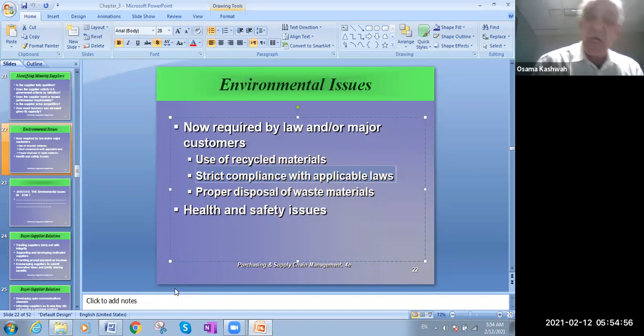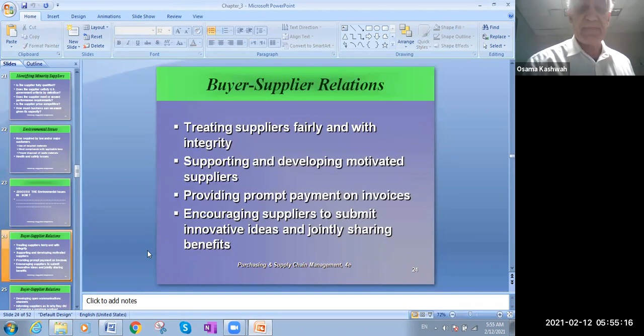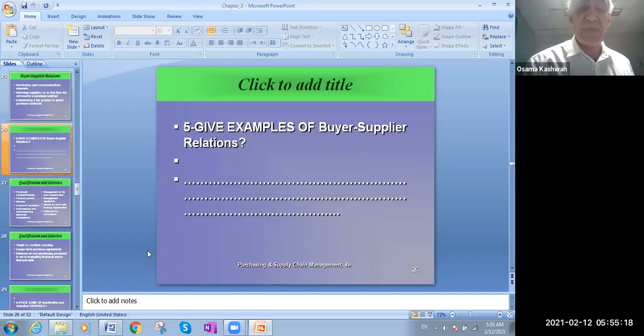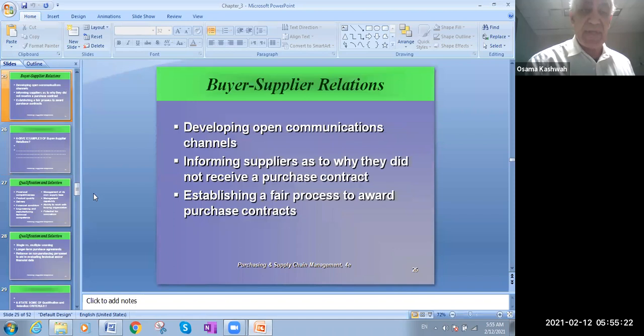Also, I'm working with a society. I have to have social values inside me. Proper disposal of waste materials, health and safety issues as well. So those are the environmental issues, which is very important nowadays. And you have the question of it. Give examples of buyer-supplier relationship.